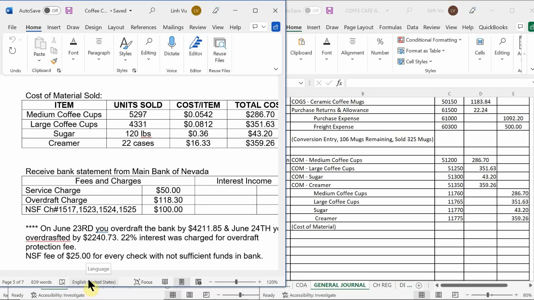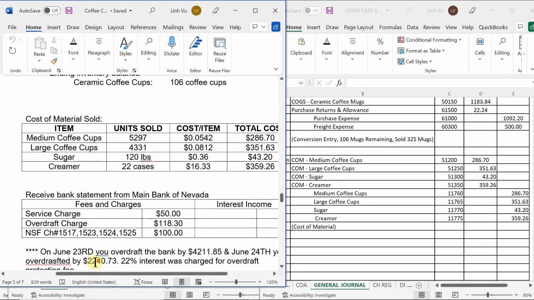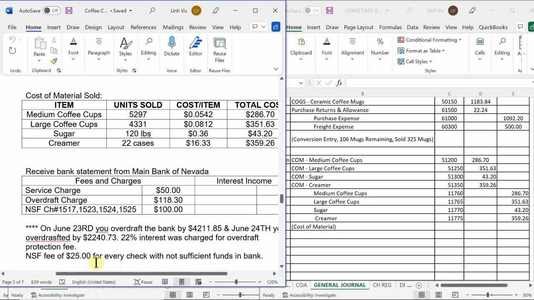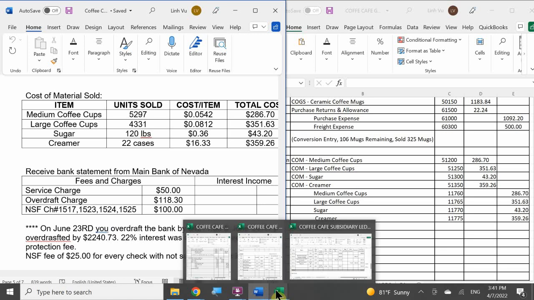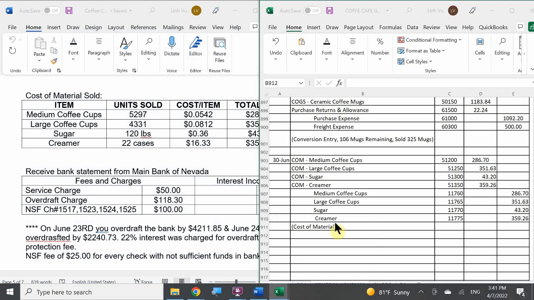So in this case, how am I going to journalize this? Checking, right? Because when the bank charges you money, they don't notify you, they just take it out of your checking account immediately. Good. What else?